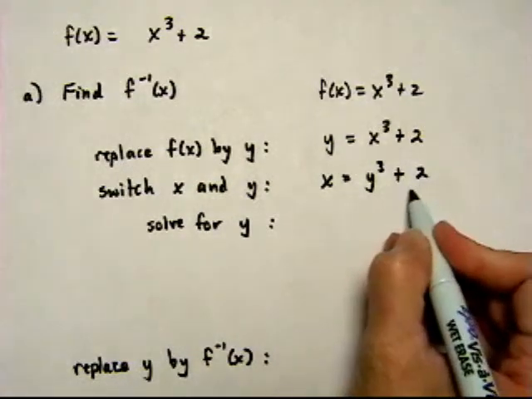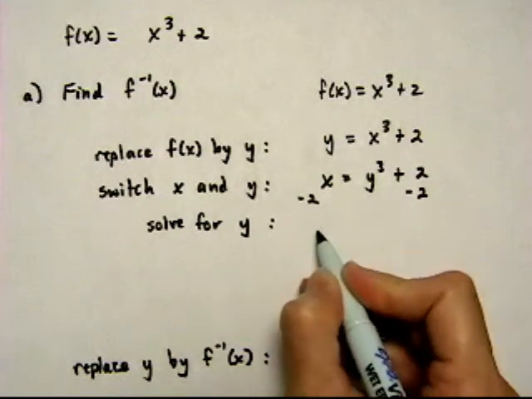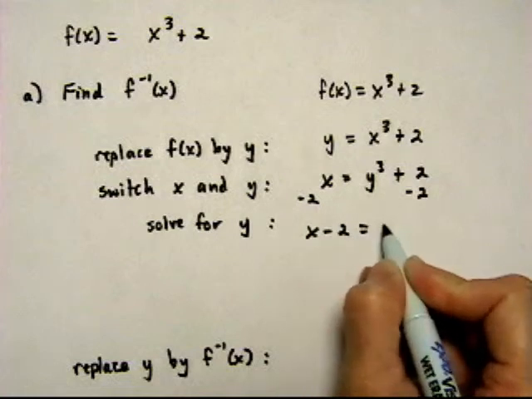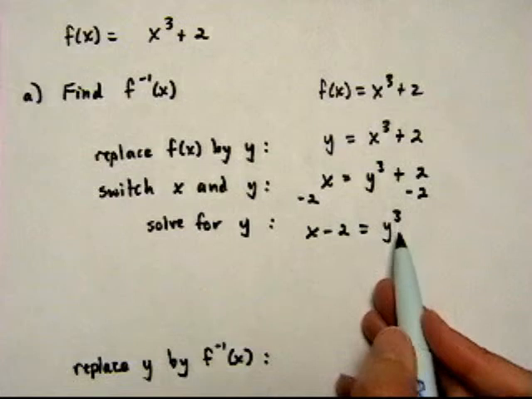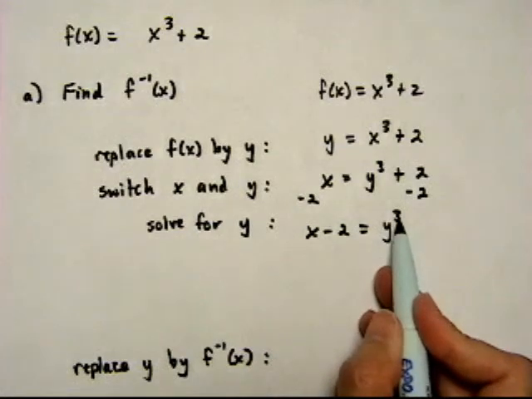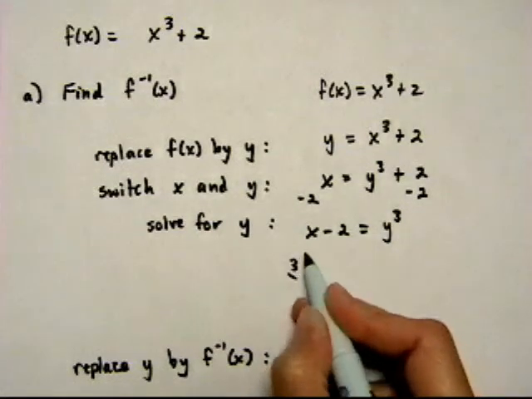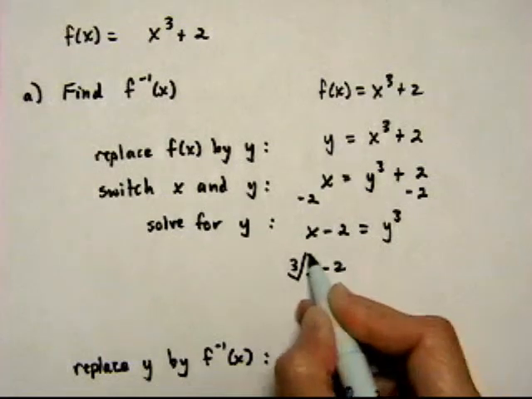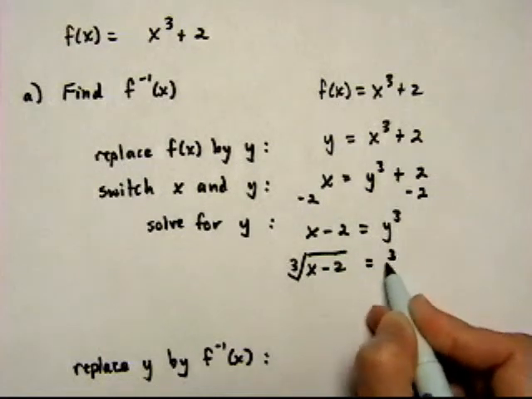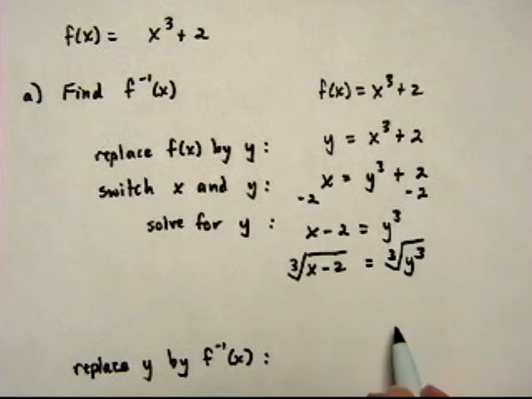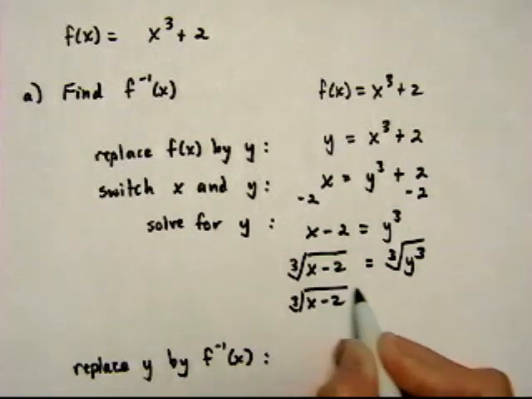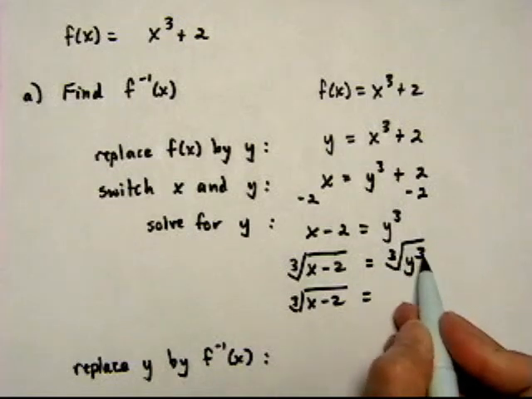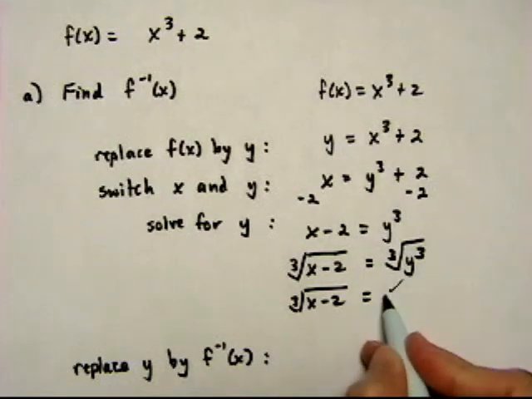Solve for y. So first we'll subtract 2 from both sides. That gives us x minus 2 is equal to y cubed. And now we have y cubed, but we want just y. So to undo the cubing, we need to do a cube root on both sides to balance it out. So cube root of x minus 2 is equal to the cube root of y cubed. And that gives us cube root of x minus 2 is equal to, and the cube root undoes the cubing, and we get just a y out again.